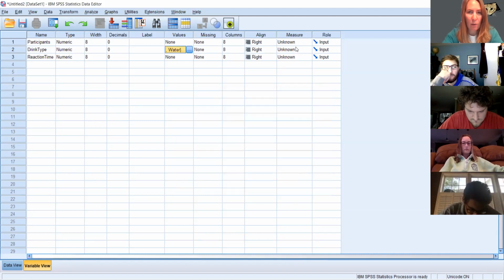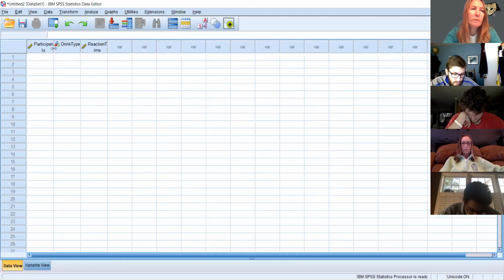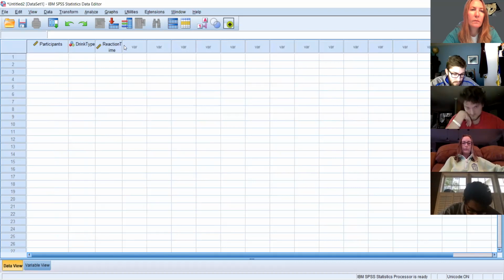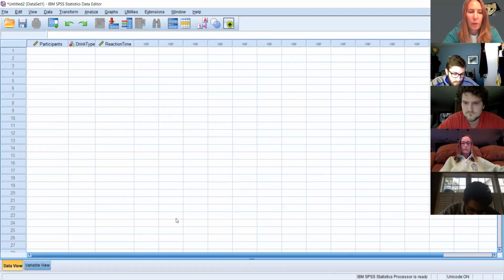Then you have to determine your measurement. You don't have to determine a measurement for participants because we're not going to be using it. But the drink type is nominal and the reaction time is scale. Okay, so first I will enter in the data. Do any of you have questions about that yet?